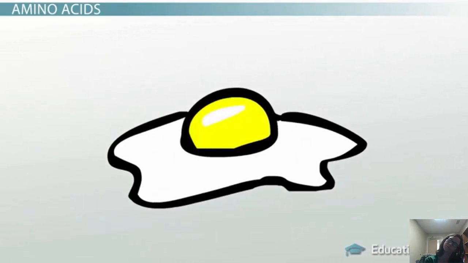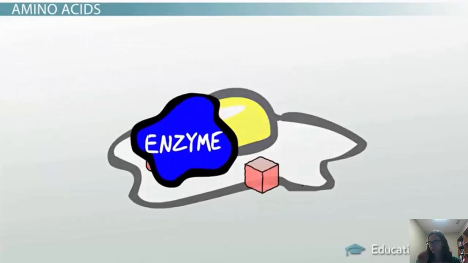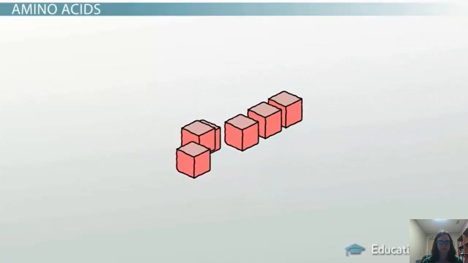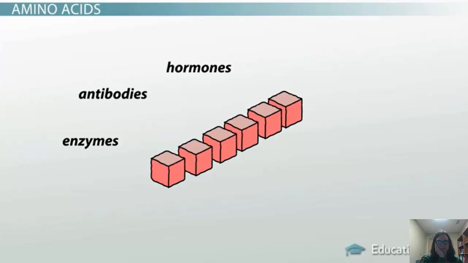So you might eat an egg for breakfast, and once you swallow it, enzymes break down the protein in the egg into amino acids. Then those free amino acids recombine in different ways to form specialized proteins. These specialized proteins become different things such as enzymes or antibodies or hormones, or they might become structural proteins such as muscle proteins or collagen found in connective tissue.